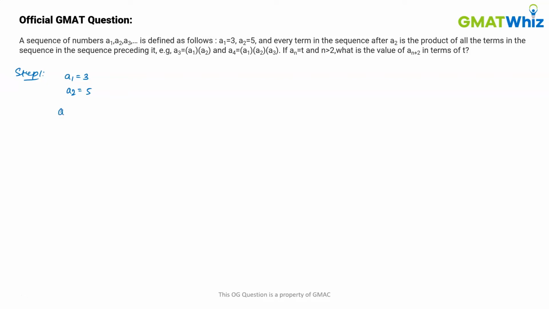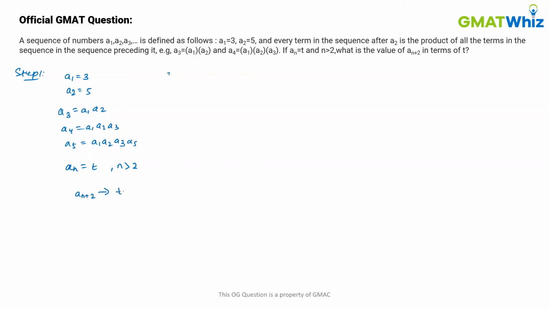That means the value of a3 will be equal to a1 times a2, value of a4 will be a1 times a2 times a3, value of a5 will be equal to a1 times a2 times a3 times a4 and so on. We are given that an is equal to t and the value of n is greater than 2. We have to find out the value of an plus 2 in terms of t.